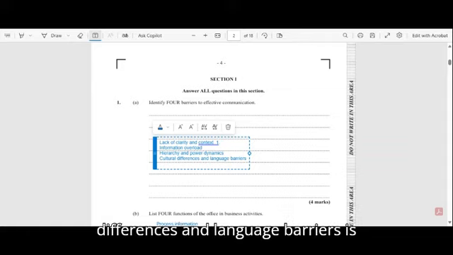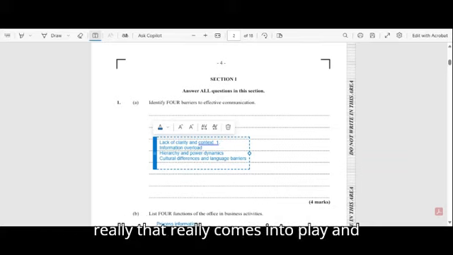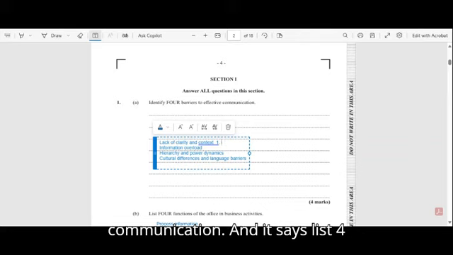Cultural differences and language barriers is another thing that really comes into play and even tampers with effective communication.